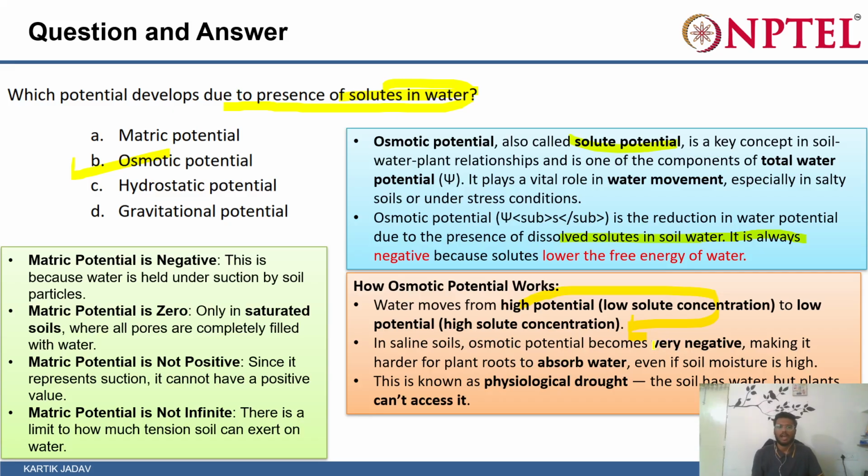That makes it harder for plant roots to absorb water, and that soil moisture is not easily accessible to the plant, which ultimately causes physiological drought in the soil. The correct answer is option B.